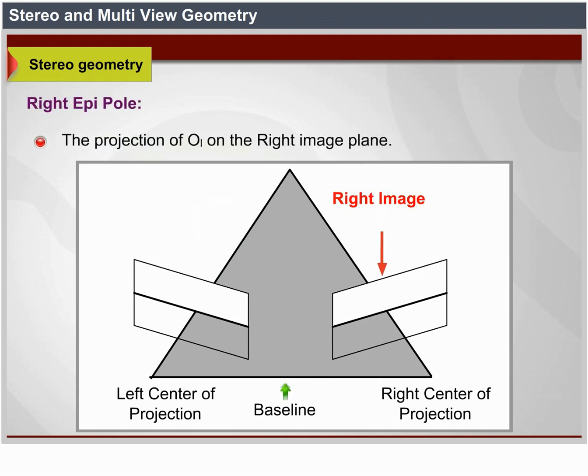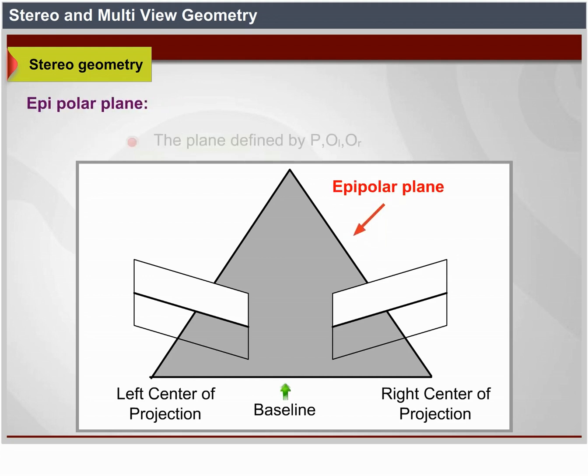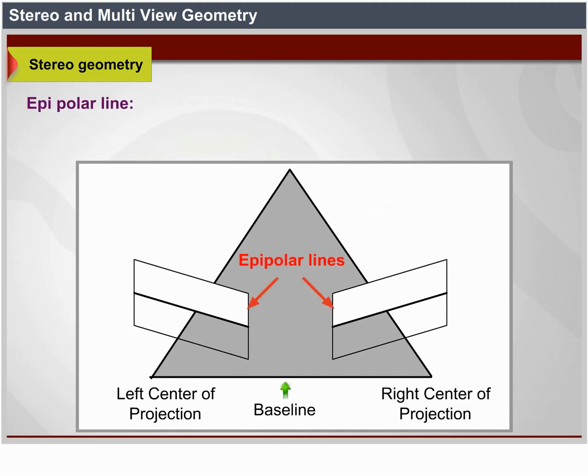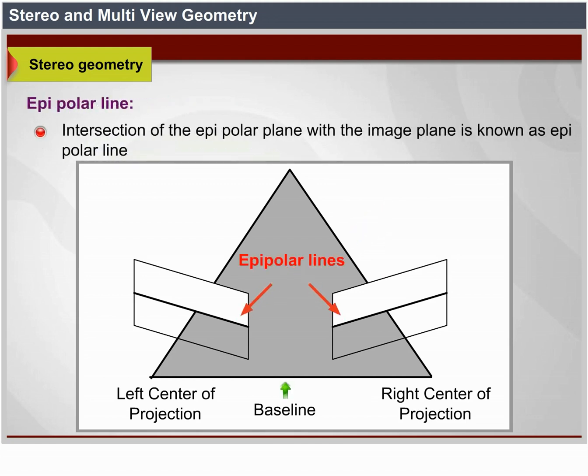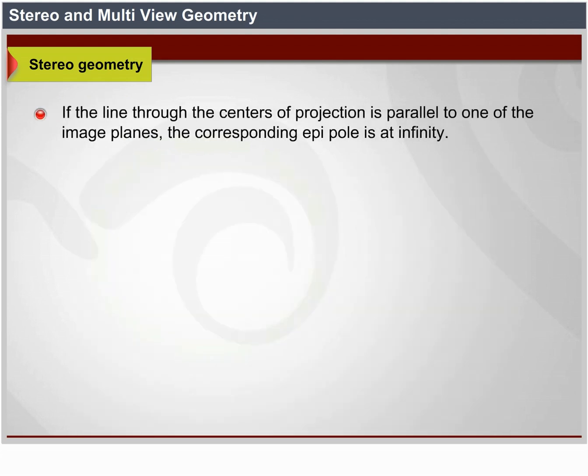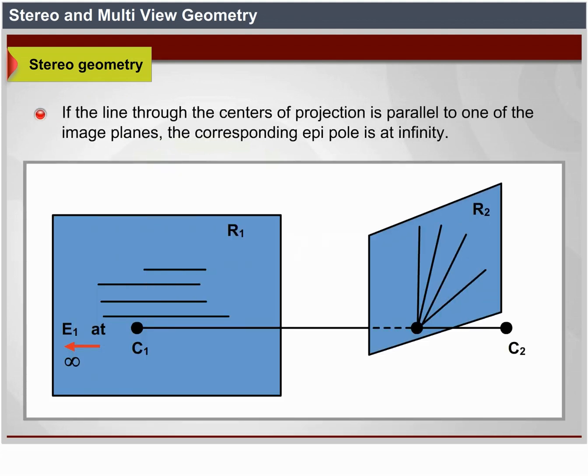Epipolar plane: the plane defined by P, OL, OR. Epipolar line: the intersection of the epipolar plane with the image plane. If the line through the centers of projection is parallel to one of the image planes, the corresponding epipole is at infinity.